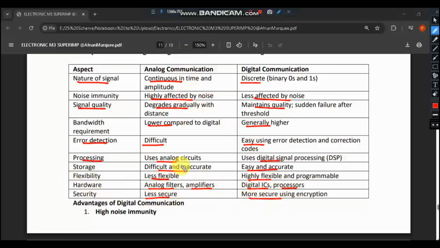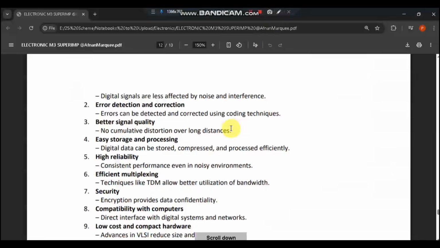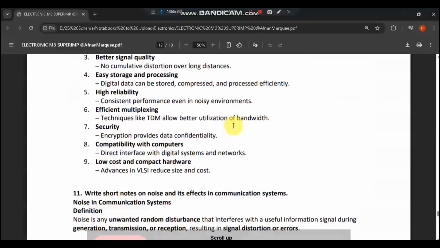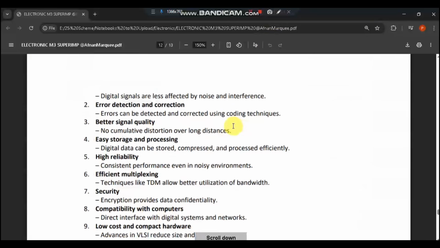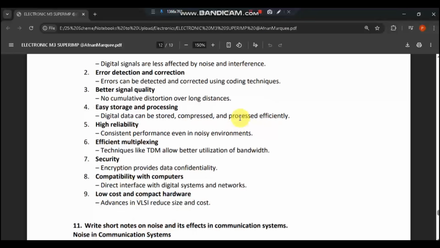So basically you just have to remember one of them and the opposite will be valid for the other one. Advantages are basically any five you can remember: high noise immunity, error detection and correction, better signal quality, whatever you have learned at the top. The differences are the same as the applications, and you can write the same advantages too. Security, high reliability, low cost.